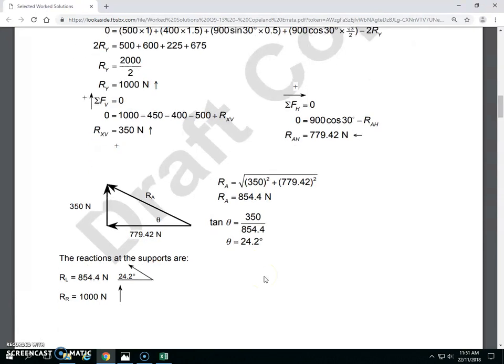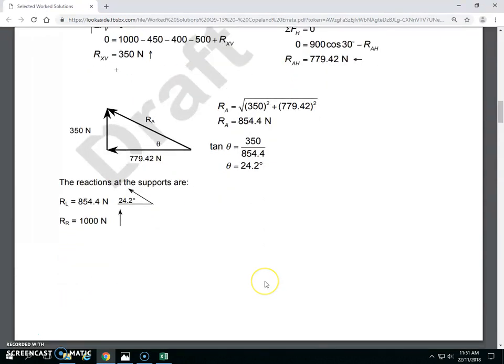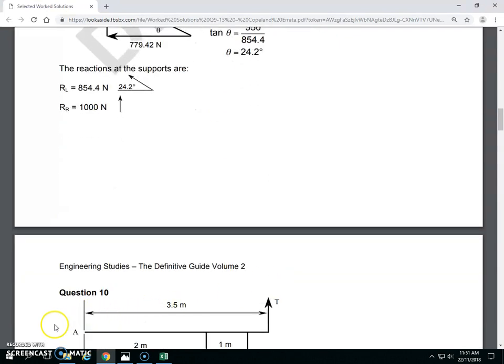Now, you can give your answers in minutes and seconds. I don't. So if your calculator happens to give the answer in minutes and seconds, you can do that. But typically, I will always give the answer in 1 decimal place of a degree. Okay, so that's that question. And next, I'll go and show people how to use AutoCAD.